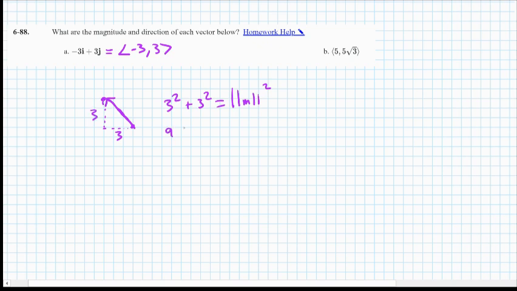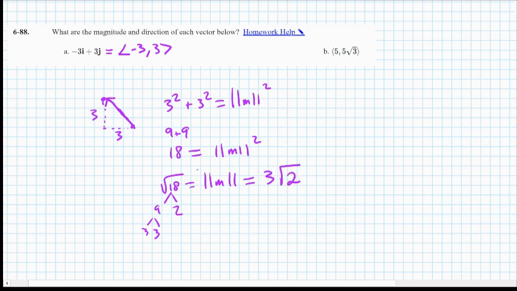So 9 plus 9 is 18. Take the square root of that. So the square root of 18 is my magnitude, which when I simplify that, 9 times 2, 3 times 3. So my magnitude is really equal to 3 root 2.